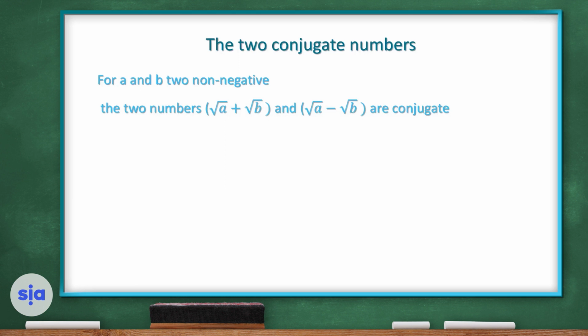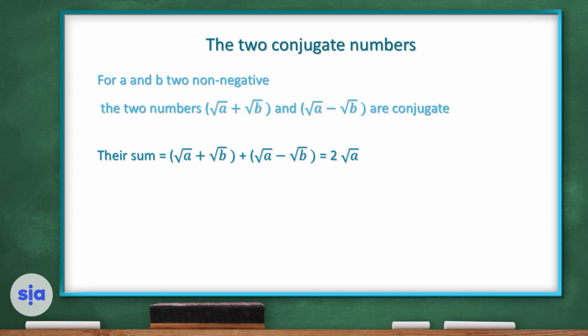So root a plus root b, its conjugate will be root a minus root b. Root a minus root b, its conjugate will be root a plus root b. They're two same expressions except for the middle sign. One is positive, the other one is negative, and vice versa.